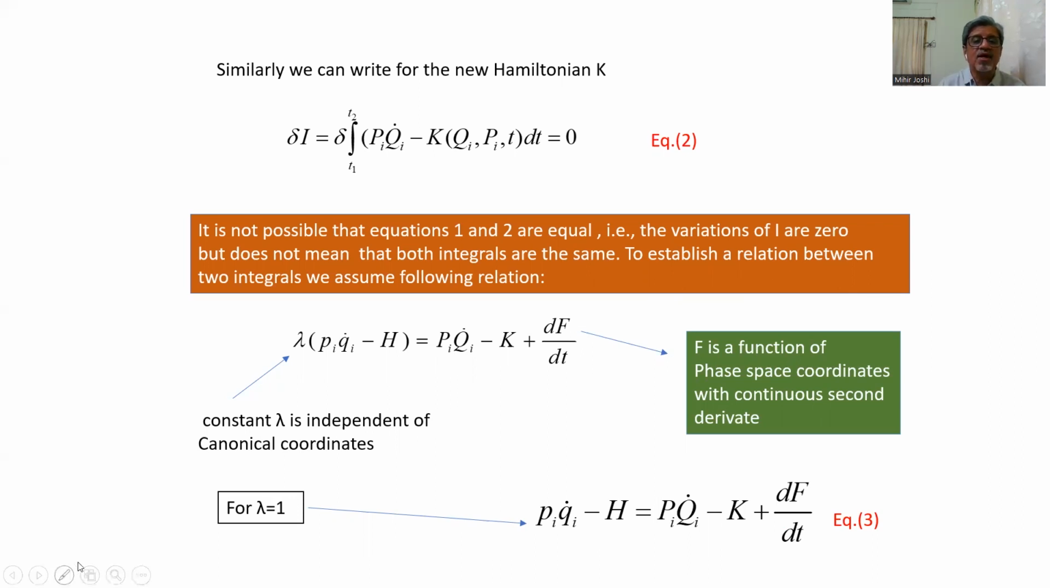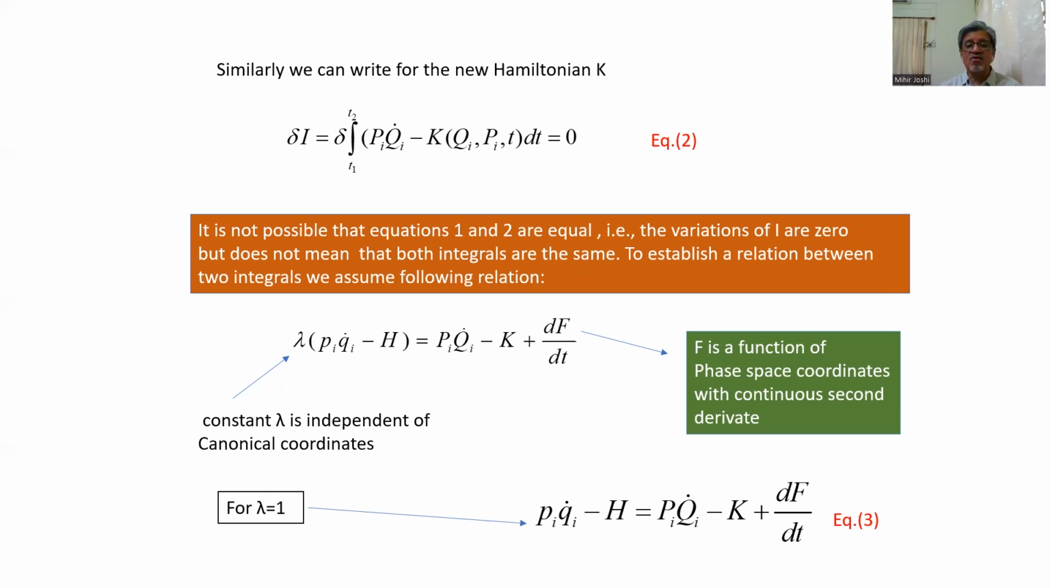This is a very important relationship, where λ times the bracket (p_i q̇_i minus H) is equal to P_i Q̇_i minus K plus dF/dt. Now let us see what is meant by λ. The constant λ is independent of the canonical coordinates, so it is a simple constant. And F is a function of phase space coordinates with continuous second order derivatives. That is the property of F.